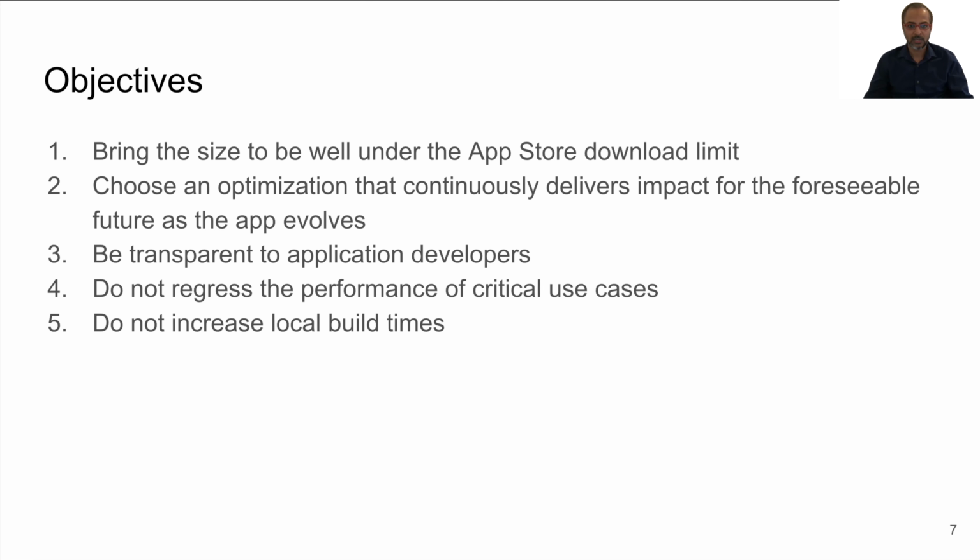Hence, we set out to reduce Uber iOS app size with the following objectives. First, bring the size to be well under the app size download limit. Second, choose an optimization that continuously delivers impact for the foreseeable future as the app evolves. Third, be transparent to application developers. Fourth, do not regress the performance of critical use cases. And fifth, do not increase the local build times.